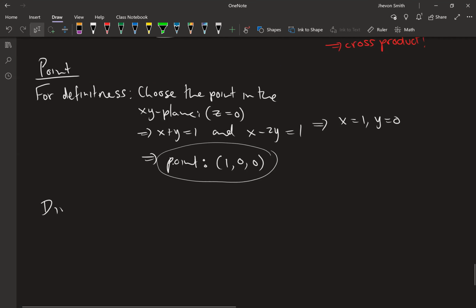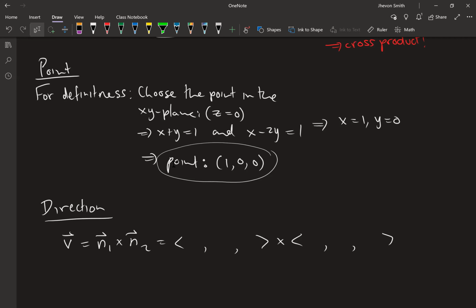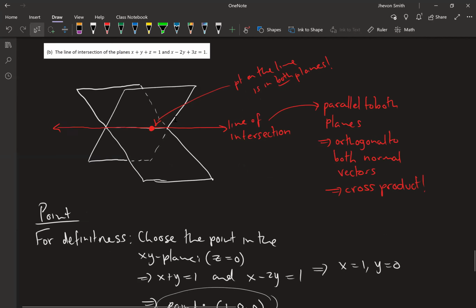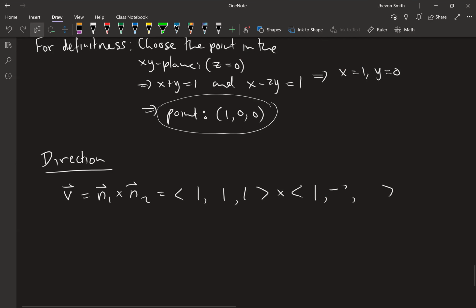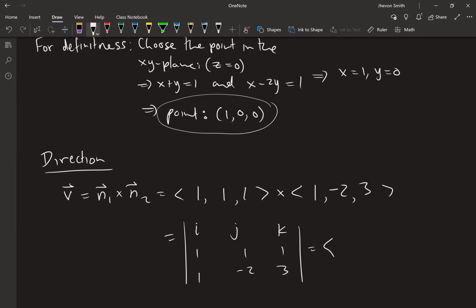Now, when you're looking for the direction of the line, we know that comes from the cross product of the normal vectors. So our direction vector is going to be normal 1 cross normal 2. Again, the coefficients of x, y, and z give us the normal. So that's going to be (1, 1, 1) for the first one, and then (1, -2, 3) for the next one. So that's going to be 3 plus 2, comma, 3 minus 1, which is 2, but you take a negative of that, and then minus 2 minus 1, which is minus 3. So that's your direction vector.